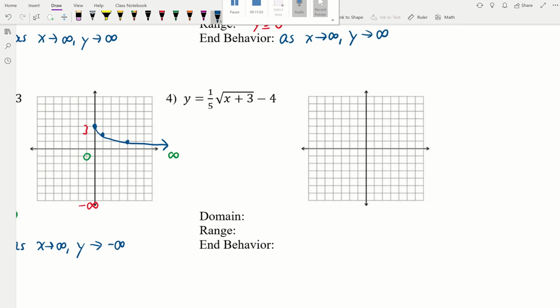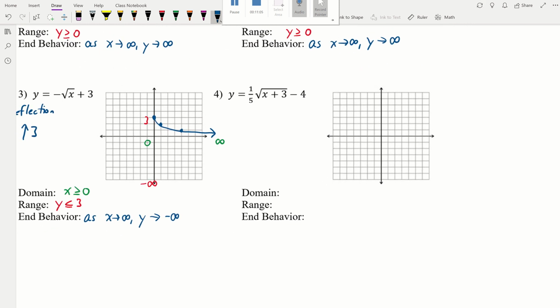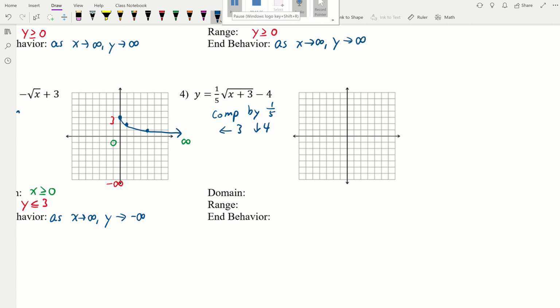And moving on to number 4, we've got this 1/5 in front, so that's going to be a compression. So we are compressed by 1/5. We have x plus 3 inside the radical, which is left 3. And we have minus 4 outside, which is down 4.